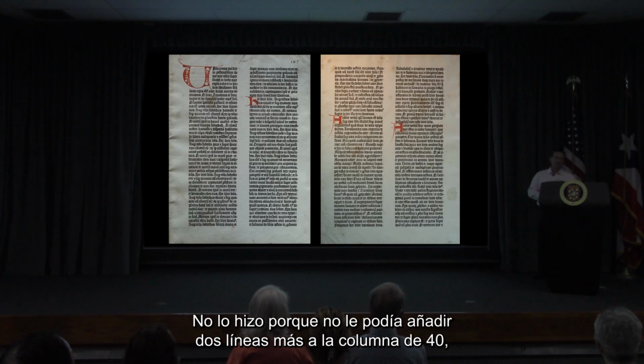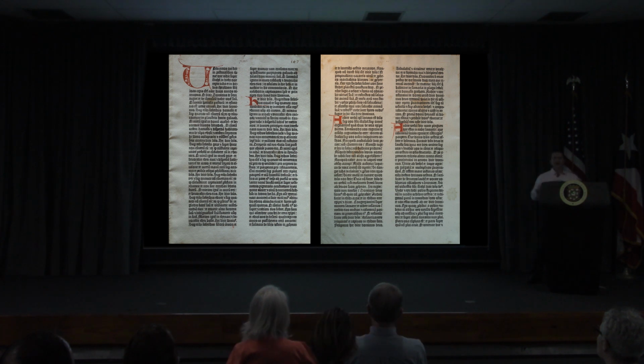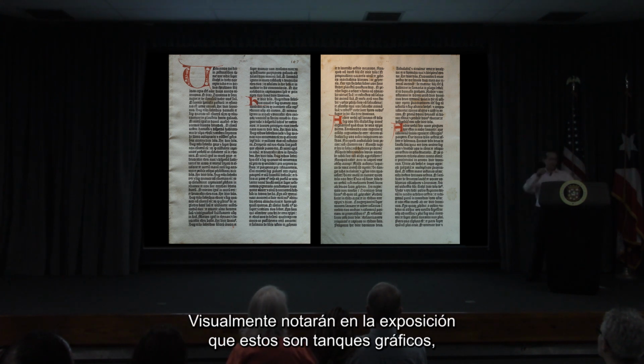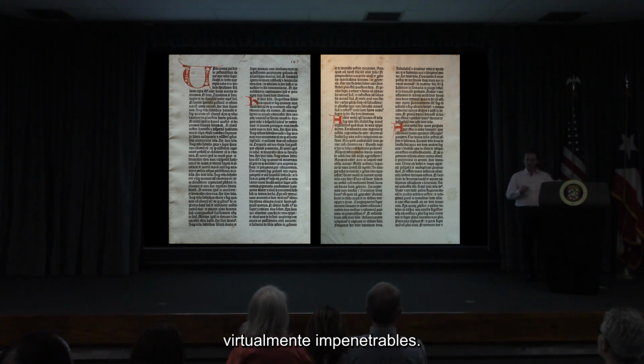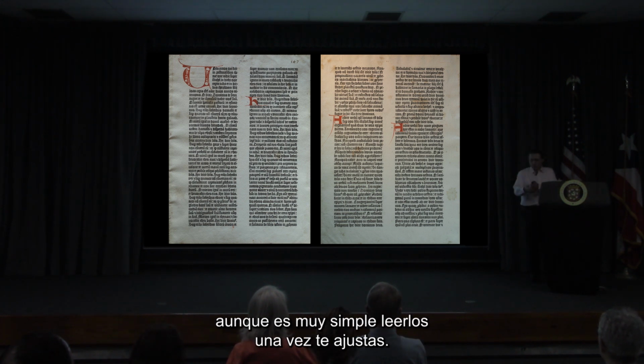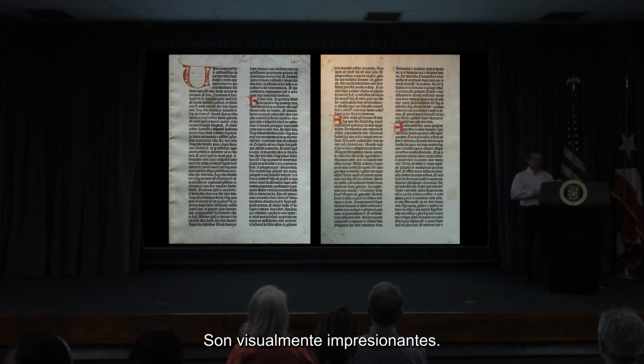He did it not because he couldn't have added 2 more lines to the 40-line column, but in fact, he just wanted a far tighter, blacker column. Visually, you will see in the exhibitions, these are graphic tanks, virtually impenetrable. In fact, they don't invite reading, although it's very simple to read them once you get adjusted, but they are remarkable visually.